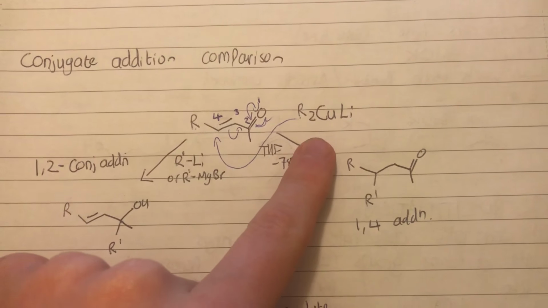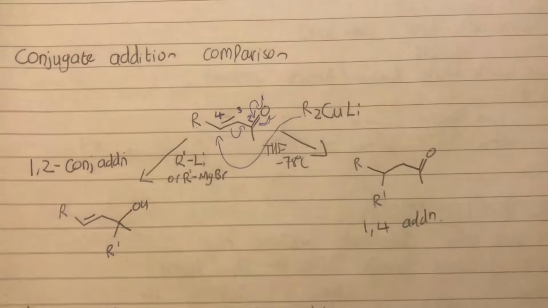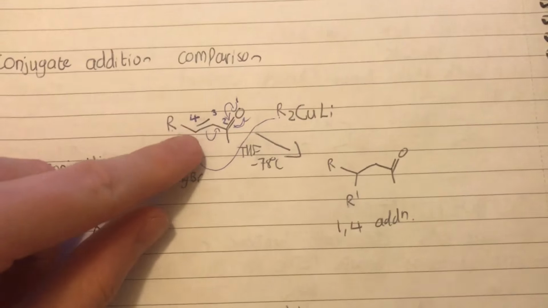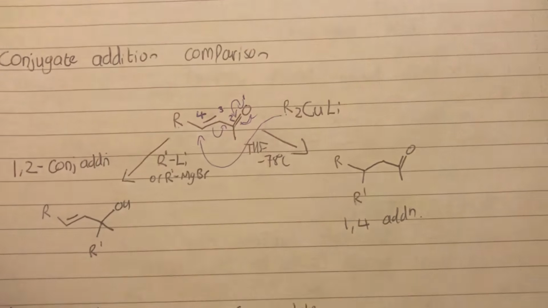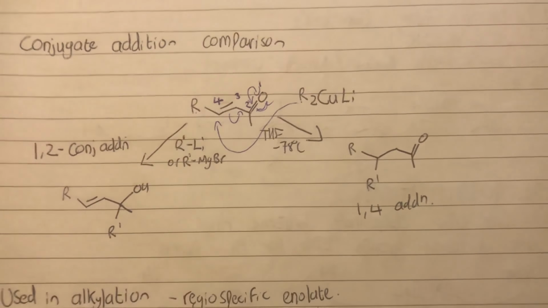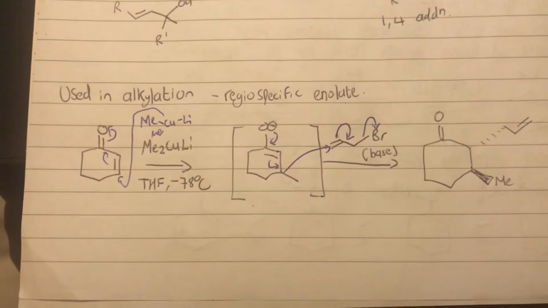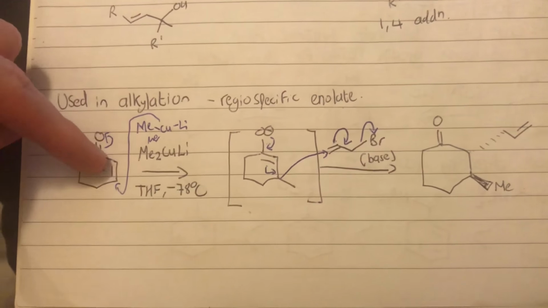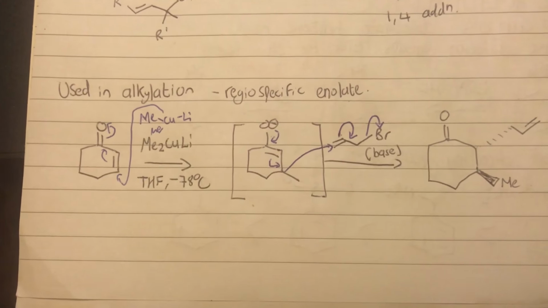Whereas our organocuprates prefer to go for a 1-4 conjugate addition instead, and obviously attack at this bond here. That shifts over to there, etc. As you can see, the product there itself. So the uses for this, it's used in alkylation. As you can see, another indication of the 1-4 conjugate addition.